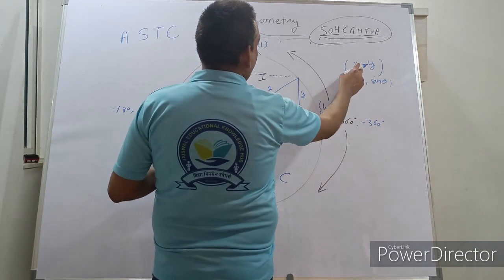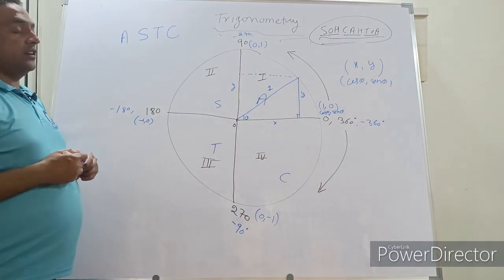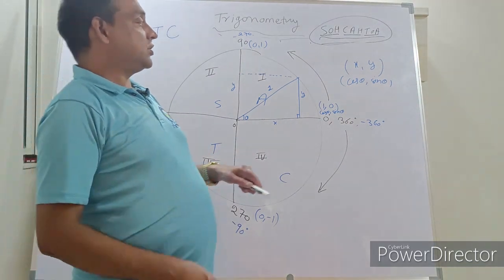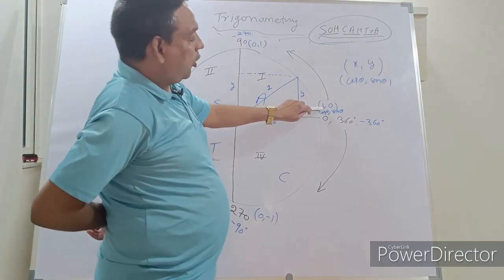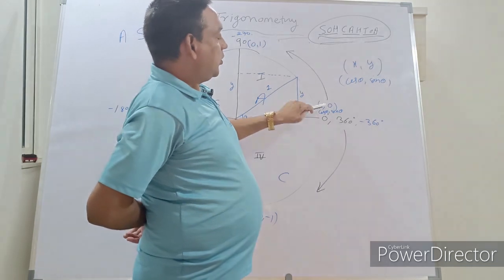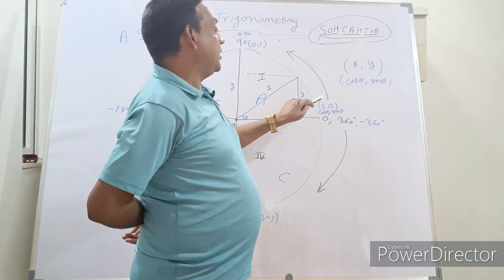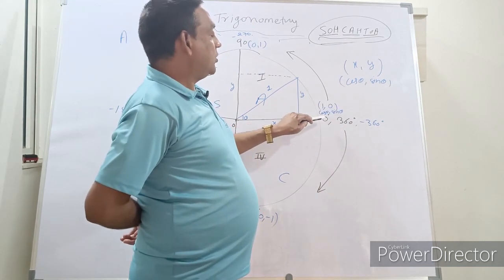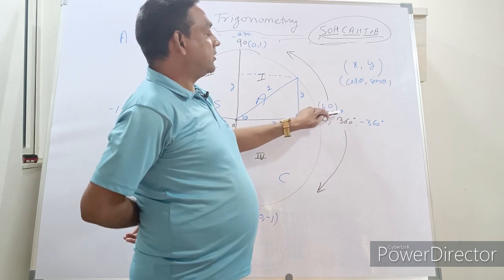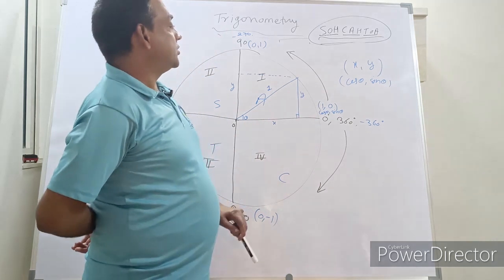So cos theta is equal to x upon 1, which is equal to x. So sin theta is y and cos theta is x. If you see properly here, what is cos 0? 1. What is cos 360? 1. What is cos minus 360? It is 1. Okay, and sin 0, the value is 0, sin 360 the value is 0, sin minus 360 the value is also 0 degrees.